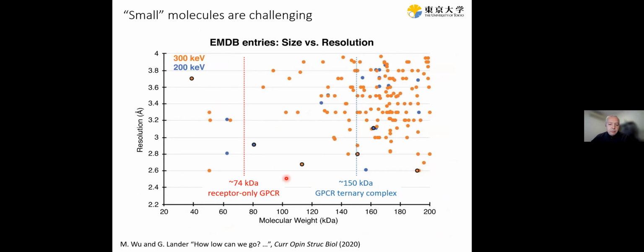Showing a plot of, again, resolution versus molecular weight. This was a more recent plot published in a review last year by Mengyu Wu and Gabriel Lander. So you see here that there are not many structures in the EMDB below 100 kilodalton. So here is 100 kilodalton, 150. This is where the ternary complex is. And receptor only is at around 74, 70, depending on the weight of the ligand, I guess could be a few kilodalton less, more or less. So not many structures in this range and very few actually membrane proteins. I don't know if there is another non-symmetric membrane protein. There is one C2 symmetry ion channel, I think, from the SARS-CoV-2 virus in this range.